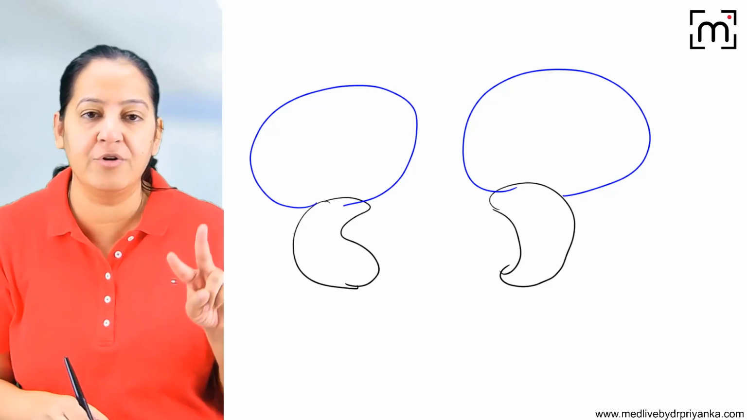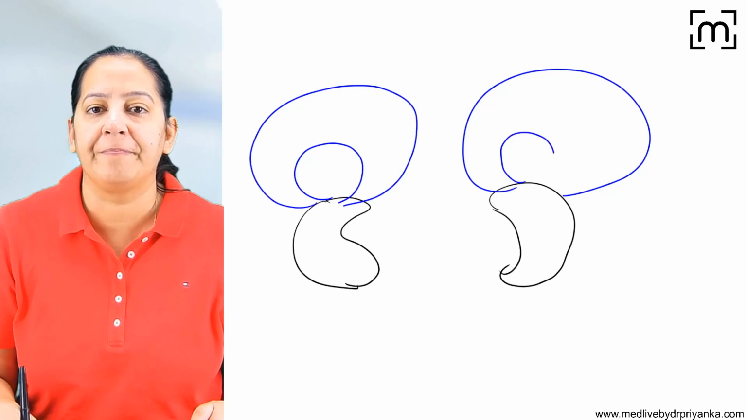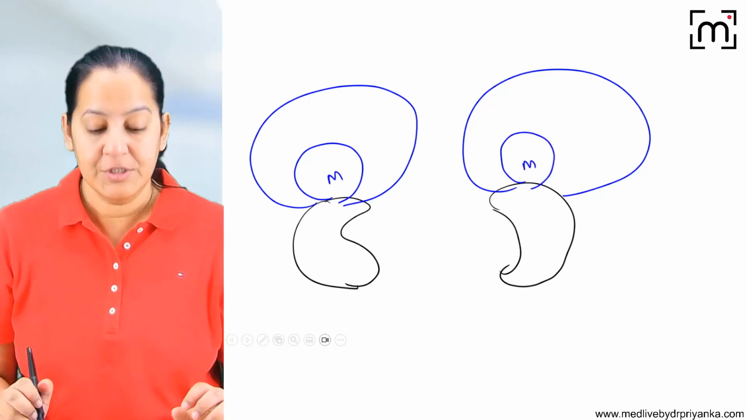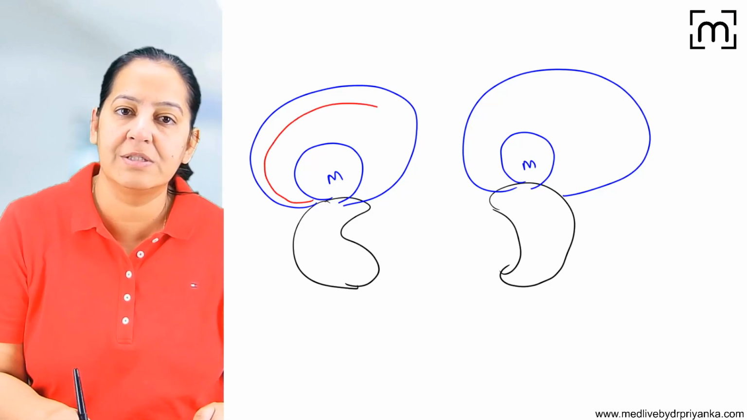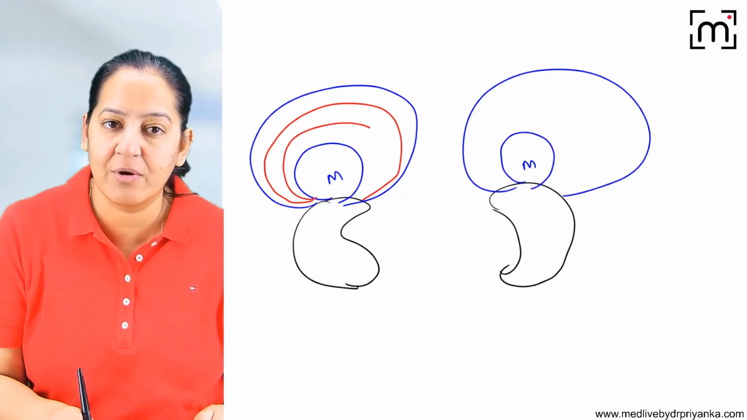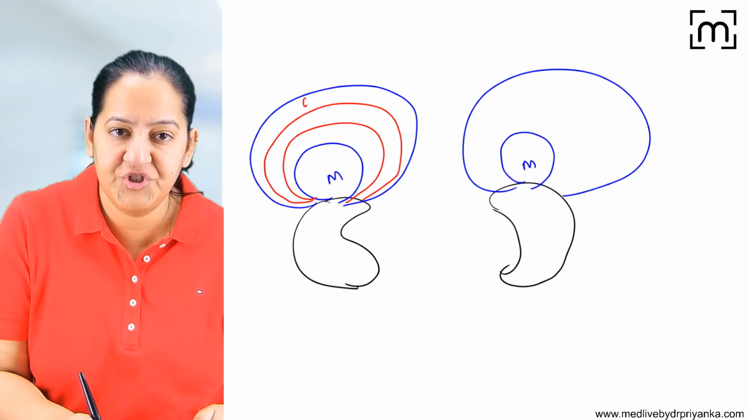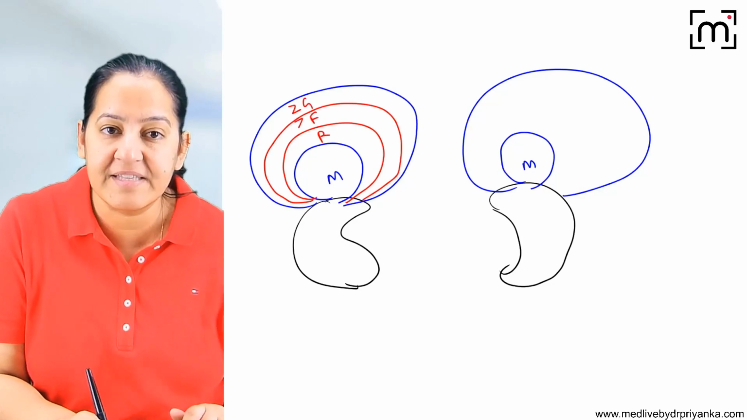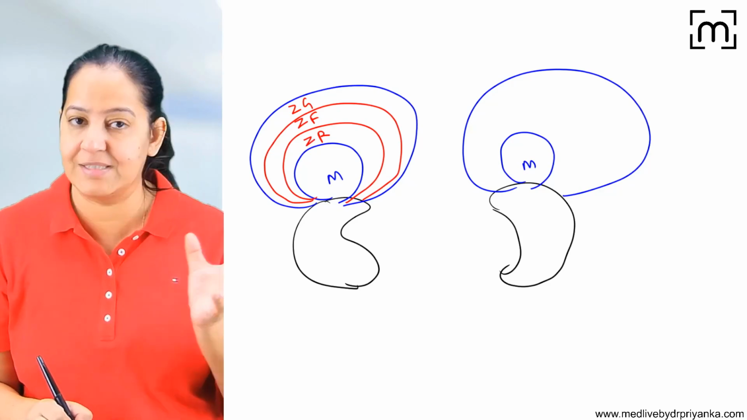Now we divide the gland into 2 portions. The outer portion is cortex and the inner portion is medulla. So this portion is medulla and the outer portion is cortex. We will divide the cortex into 3 portions. The outermost zone is zona glomerulosa. The middle zone is zona fasciculata and the inner zone is zona reticularis. So it is GFR, zona glomerulosa, zona fasciculata, and zona reticularis. Those are the 3 zones in the cortex, not in the medulla.